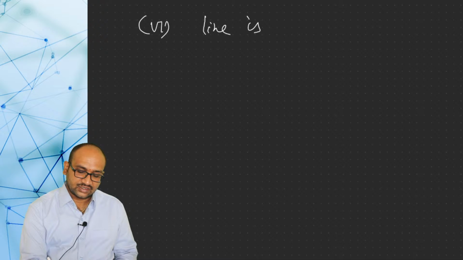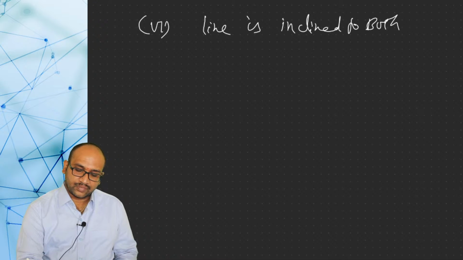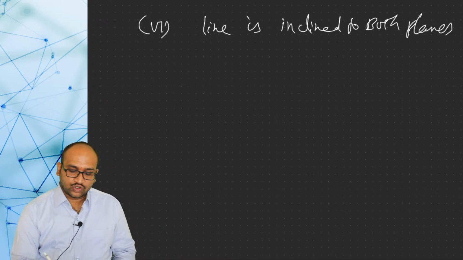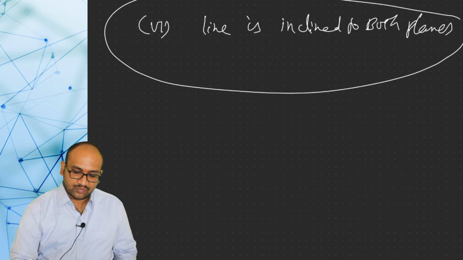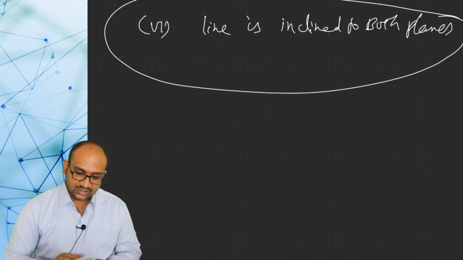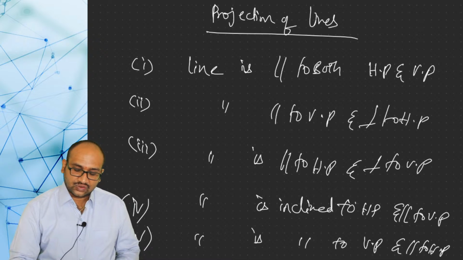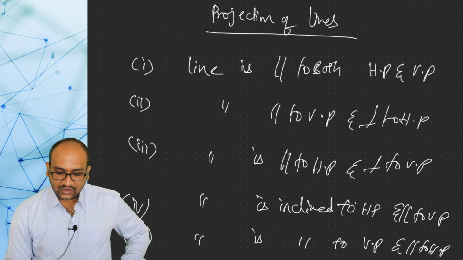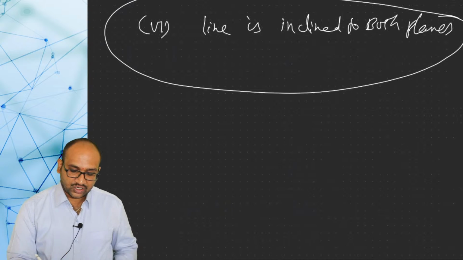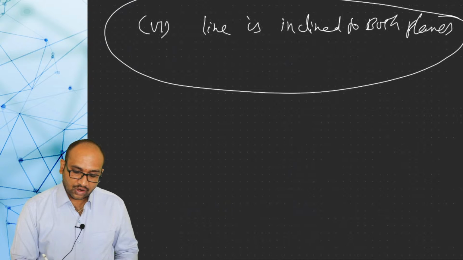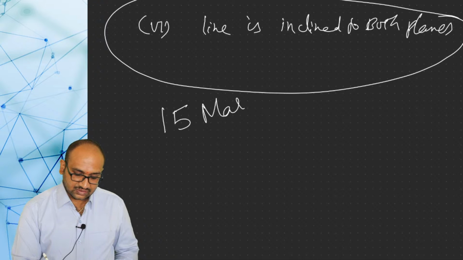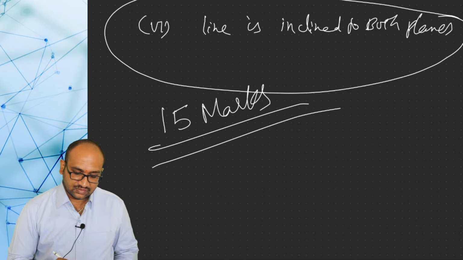Line is inclined to both planes. So a line inclined to both planes is the important topic in this chapter. Total 6 orientations are there. Out of 6, a line inclined to both planes is a very important concept. This problem can be solved in 3 stages. We may get a 15 marks question in the final end exam.